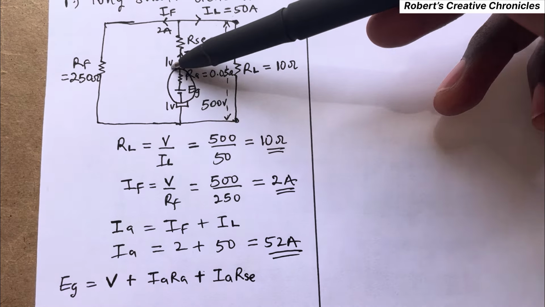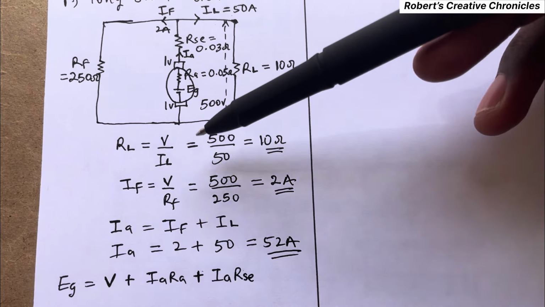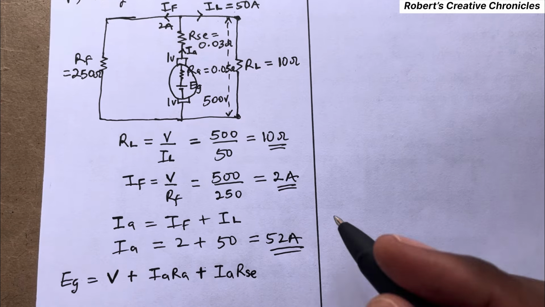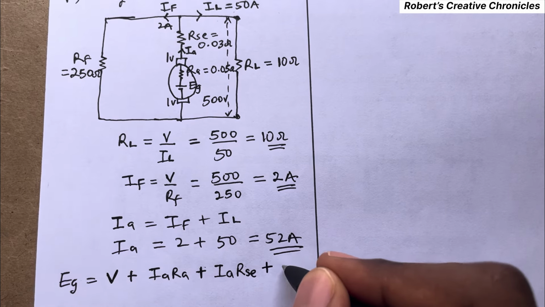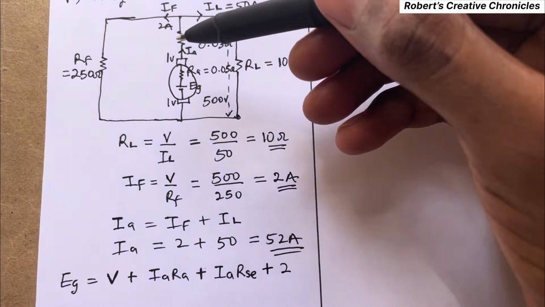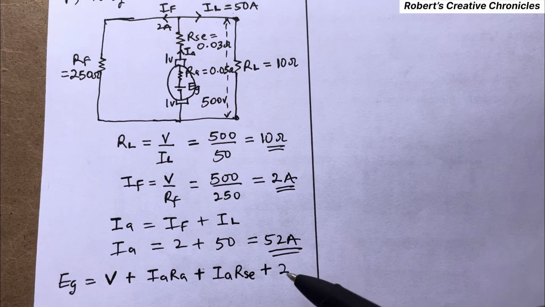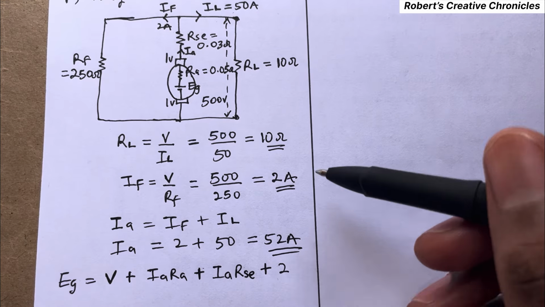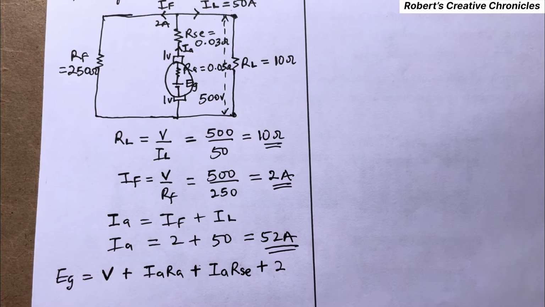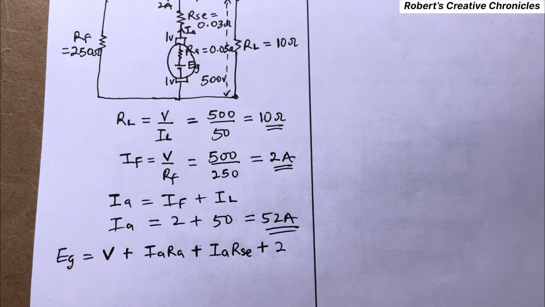Then the other voltage remaining is this 1 volt and 1 volt, which together is 2 volts. So we can say plus 2. That is this 1 plus 1 here, which is 2. As I said before, it is the standard voltage for brushes in DC generators and motors.